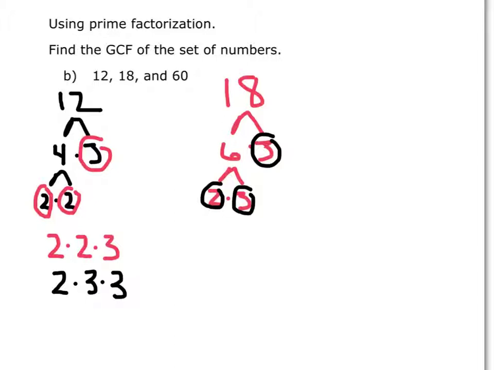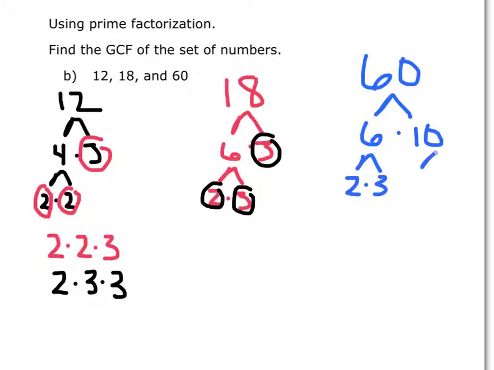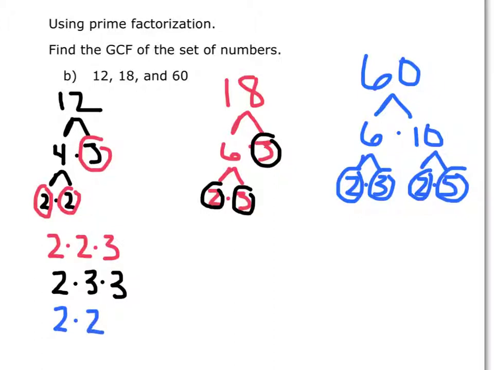Finally, let's do the last one in blue here, and we've got to do 60. For 60, I'm going to do 6 times 10. 6 is broken down into 2 times 3, and 10 is broken down into 2 times 5. All of those end up being prime, so right here, let's just stick with blue. I have 2, 3, 2, and 5. So the prime factorization of 60 is going to end up being 2 times 2 times 3 times 5.